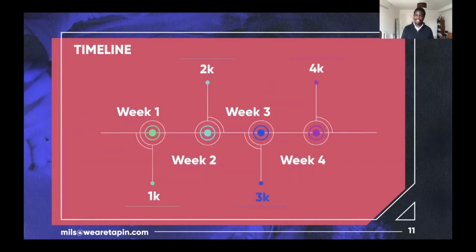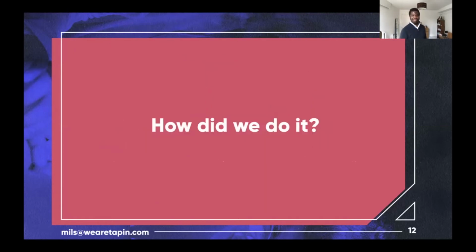And a quick timeline just to break down how we grew. Week 1, again, a K, and so on and so on. And we're literally now on track. As the end of today approaches, we're on track to hitting that 4K, marking 4K followers in 4 weeks. So how did we do it? How did we go from inception to building a page, a community on Instagram, from 0 to 4,000 followers?